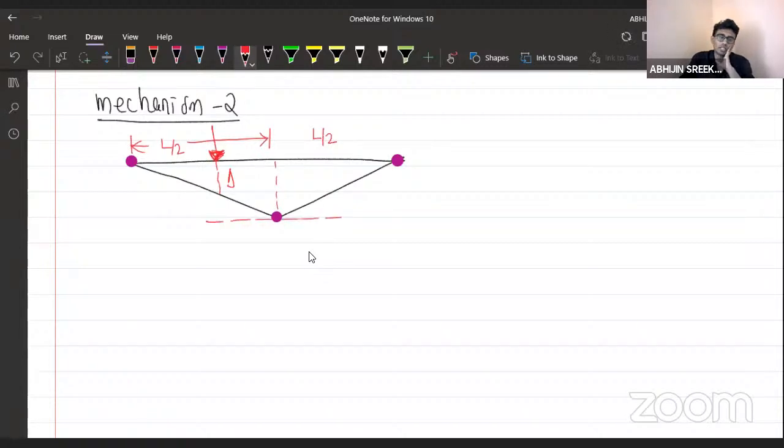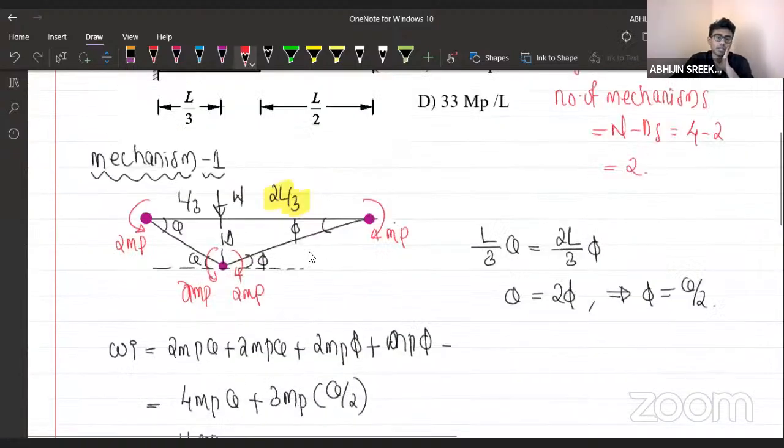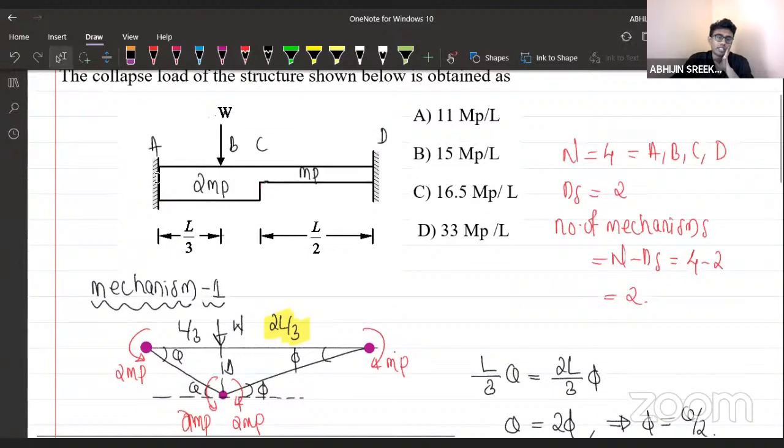Now tell me this. Here, is it 2 MP or MP? Look at the beam here. Beam at the location A. Is it 2 MP or MP? At the location A, it is MP. At the location C, it is changing the cross section, or the MP value is changing from 2 MP to MP. One is MP and one is 2 MP.